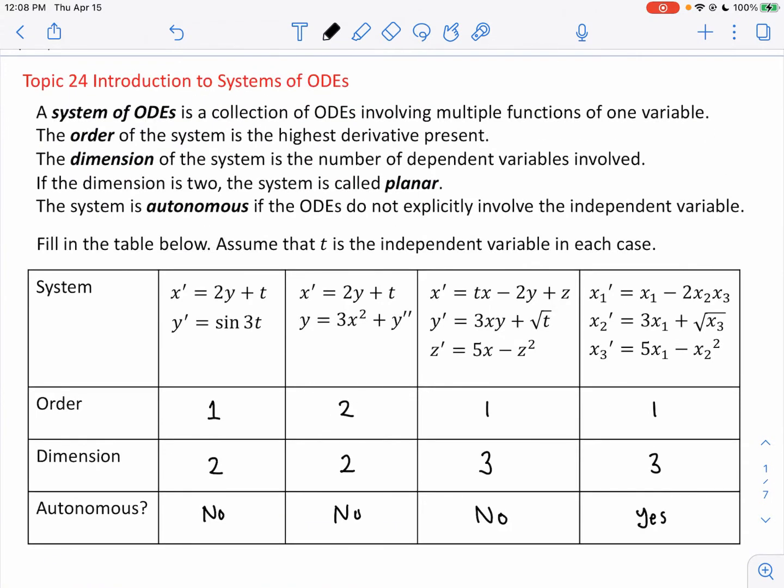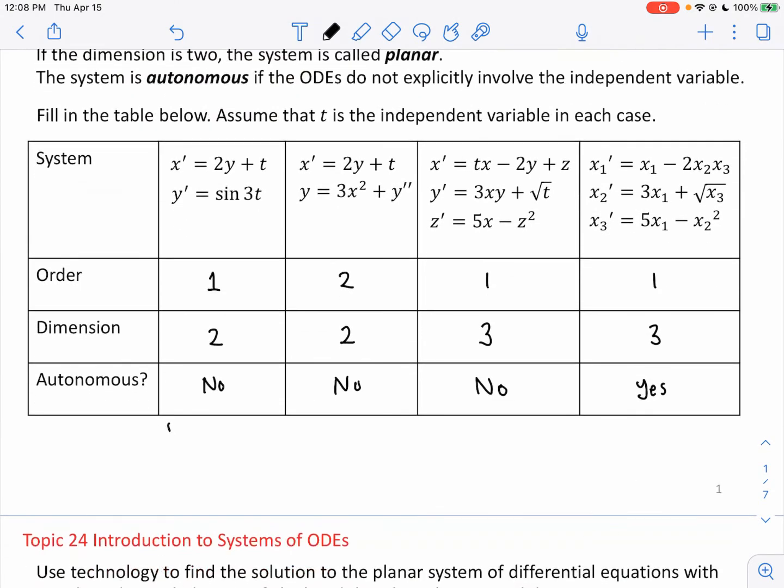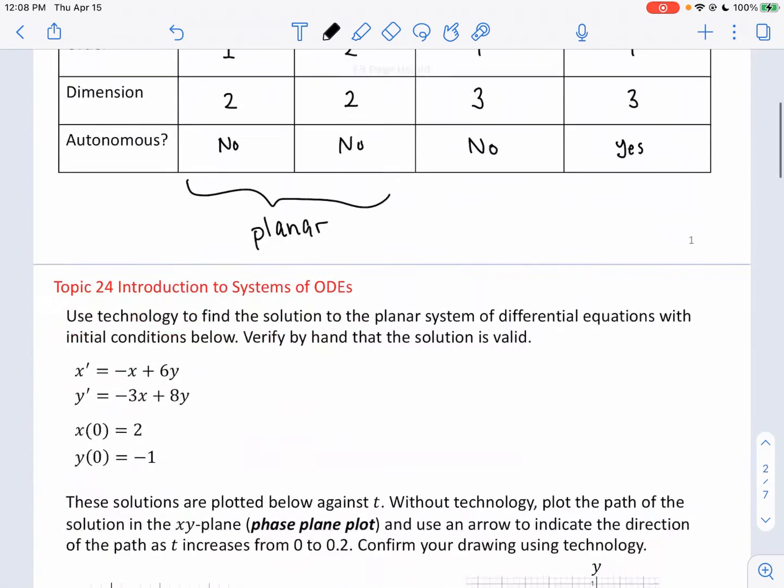Now, of these four systems, which ones are planar? Well, every time the dimension is 2, we would have a planar system. So these first two are examples of planar systems. Dimension 2, two different dependent variables, x and y in those cases.